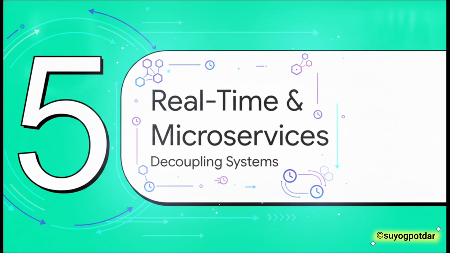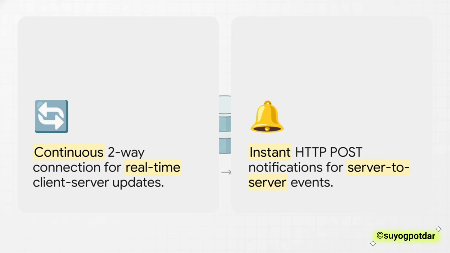How do we make this massive system feel fast, modern, and perfectly coordinated? Normal HTTP requests require the client to constantly ask the server, hey, any new updates? That's called polling. And honestly, it's a huge waste of bandwidth for things like live chat or real-time stock dashboards. The fix? WebSockets. WebSockets create a continuous, persistent two-way connection between the client and server, allowing the server to push updates the millisecond they happen.